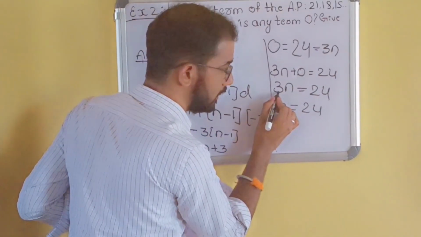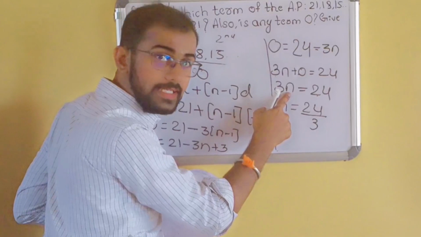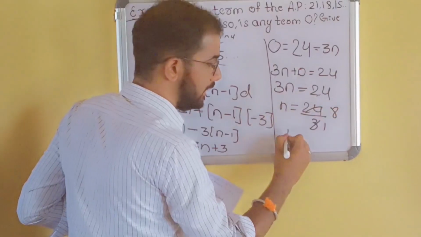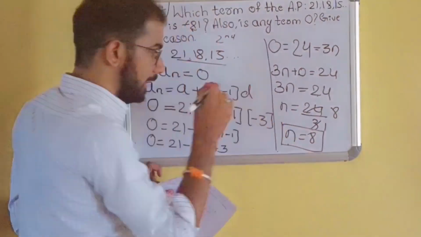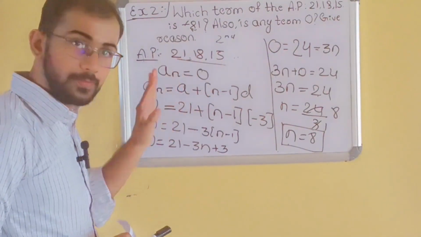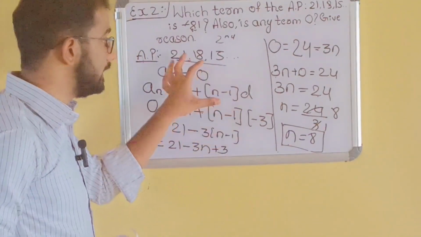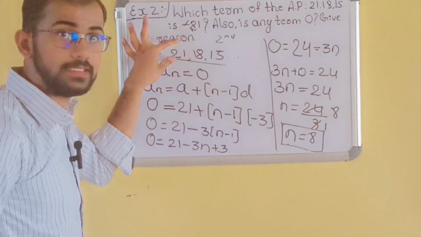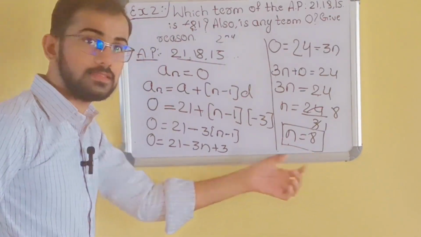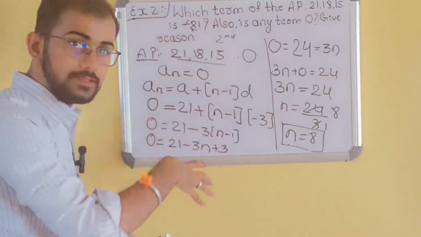If you shift this 3 to this side, it will become divide. We need to calculate n. That's why n equals 24 divided by 3, 3 eights are 24, therefore 8. Hence, we conclude that in this sequence, 0 is present at the 8th position or at the 8th term. In this arithmetic progression, the 8th term is 0. Like this, we have to solve these types of examples.